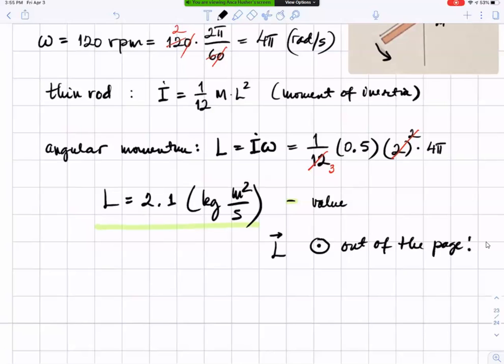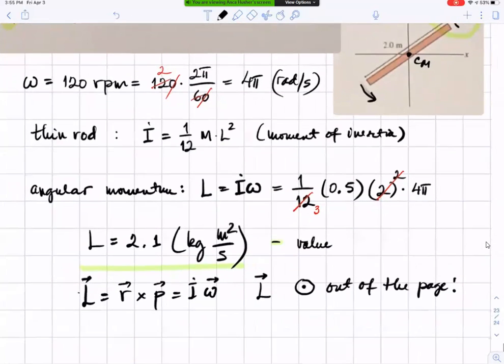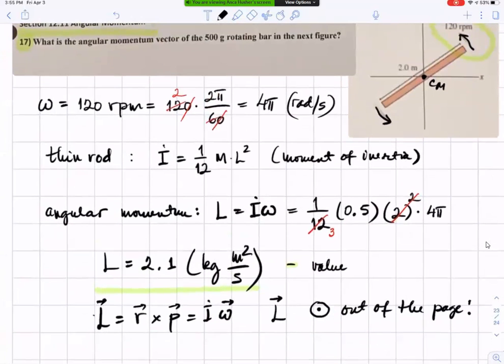And just get used to it, because every single time you have to determine a vector that is a cross product between two other vectors, right? Remember L was R times P as a vector. Which more so becomes I omega, right? So then the direction of the omega is the direction where you're going to put your forefingers or your hand, right hand rule. So that will give you also the direction of L.